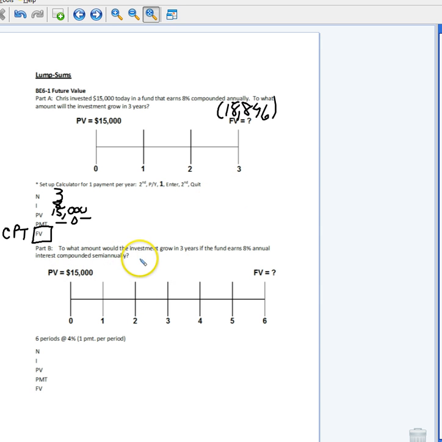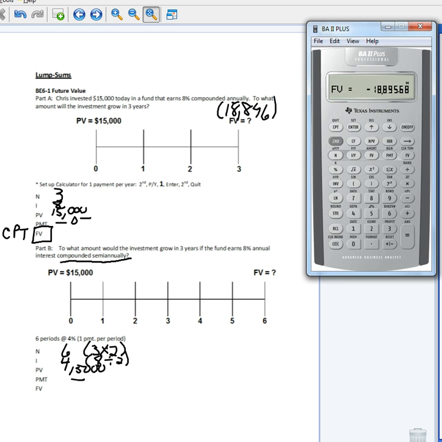Now, let's look at this problem a little differently. What if it's the same thing, only interest is compounded semi-annually? Well, if it's compounded semi-annually, instead of 3 periods, we would have 6. 3 years times 2 compounding periods a year is 6 periods. Our interest rate is 8% annually, but that would be 4% semi-annually, so 8 divided by 2 gives us that. Present value, again, is 15,000. We don't have any payments, and compute your future value.